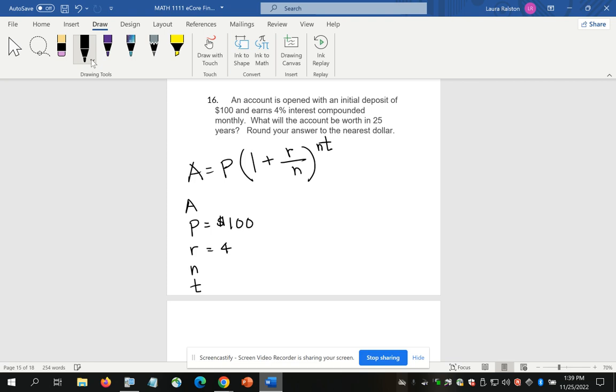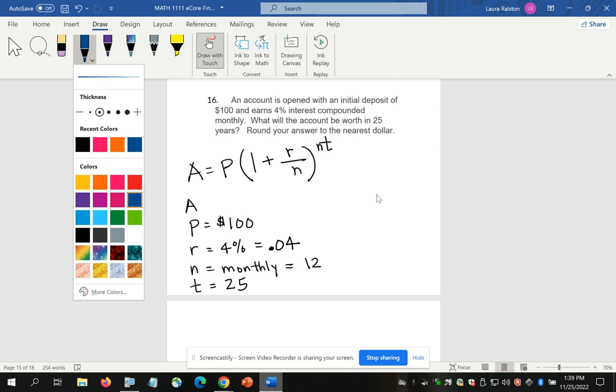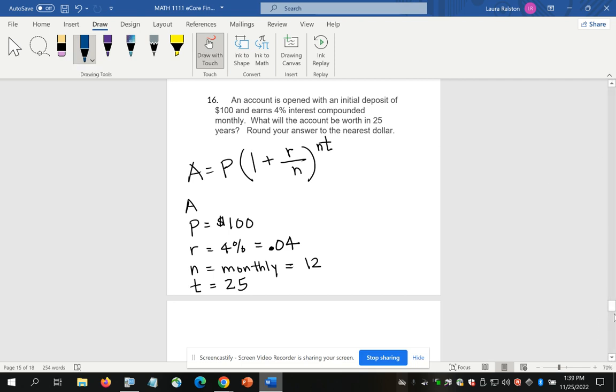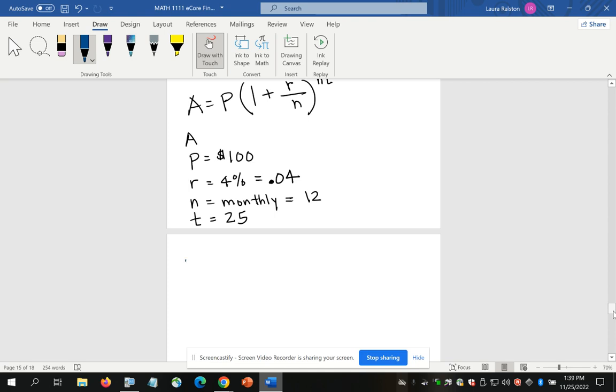We earn 4% interest. You do have to convert that to a decimal. Remember, divide by 100. It's compounded monthly, which means within a year they're going to do it 12 times because there's 12 months in a year, and we want to know what it would be worth in 25 years. So we're looking for A. So it becomes a substitution problem. We're going to substitute those values into the formula. So I have A equals 100 times 1 plus 0.04 divided by 12 raised to the 12 times 25th power.